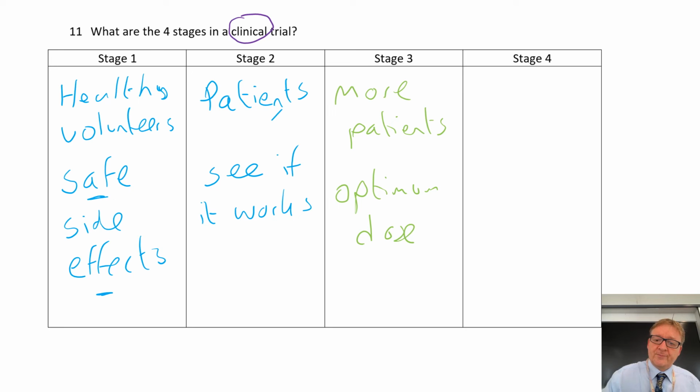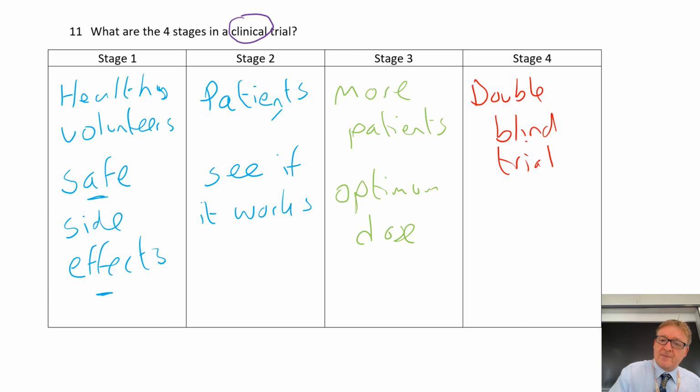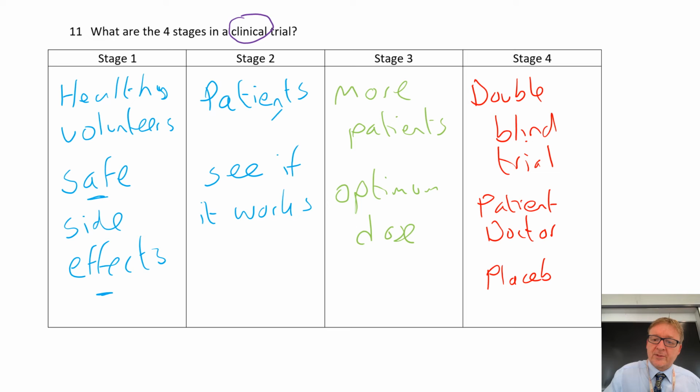Stage 4 is then a double-blind trial. Okay, that is then when the patient and the doctor don't know who's got the drug. So let's say they've got 10 patients that are actually part of the double-blind trial. Half of them will get the drug, and the other half will get the placebo.